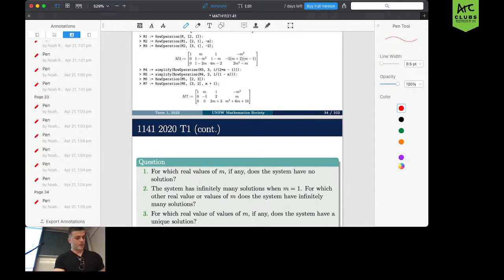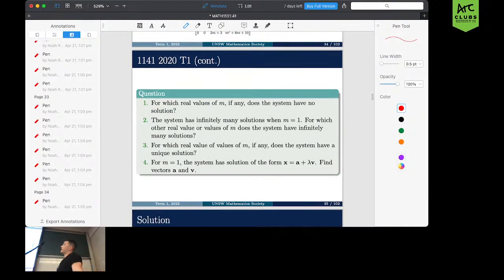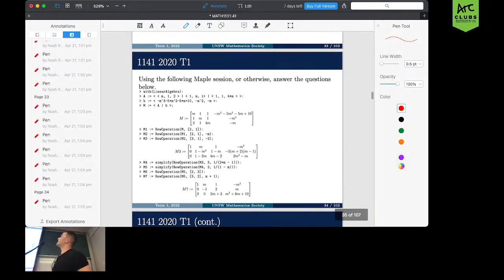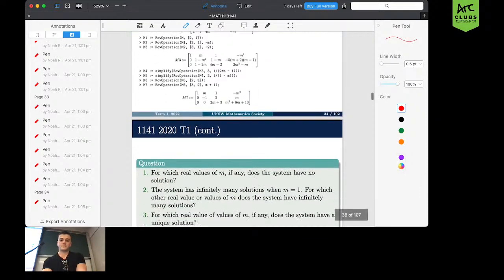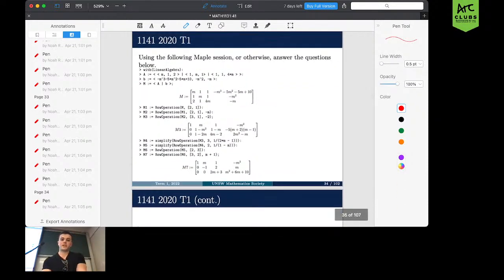Cool. All right. Oh, and this is a very common exam question. A lot of the time you'll be given some Maple code and they'll say, okay, here's some matrix in terms of M or something. And they'll say, where is there no solution? Where are there infinitely many solutions? And when's there just a unique solution? So you're given some Maple output here and we have to work out when is there going to be no solution, when is there going to be infinitely many, and so on.